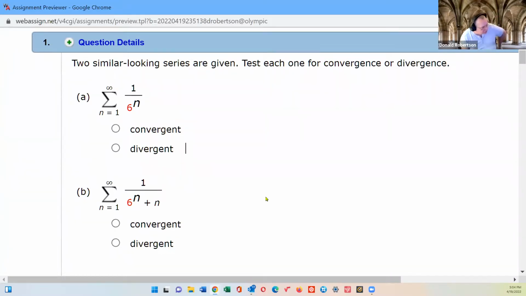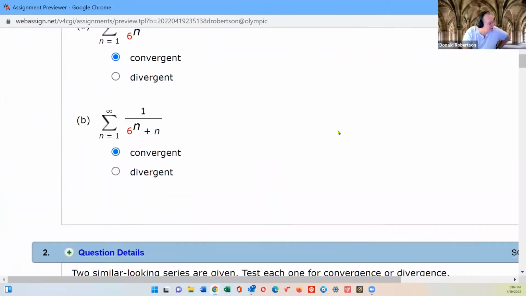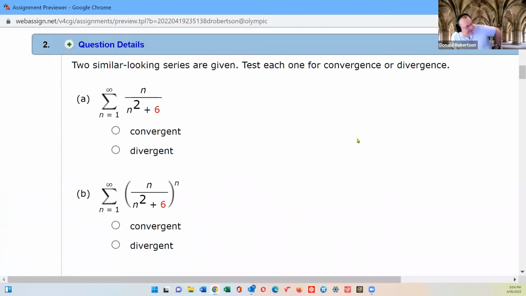Now, question B looks very similar to it, but how would you approach that one? And there's at least 2 tests, but there's one I would use that's less work. Is limit comparison test applicable? I would do just a comparison test. And it behaves like A. So if that's convergent, which it is, a comparison test will make that one work.